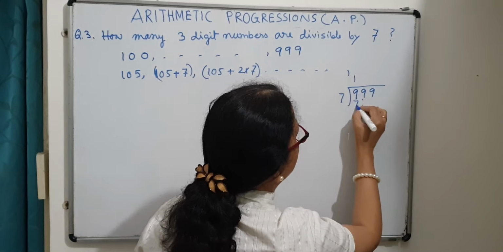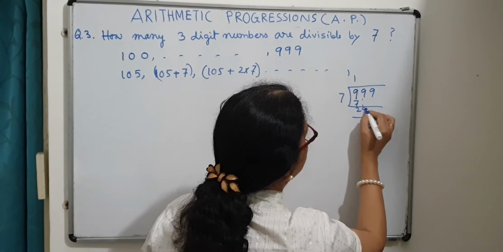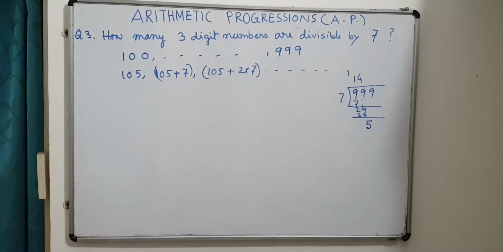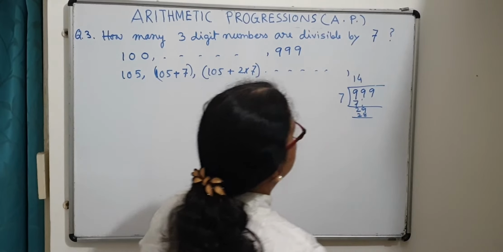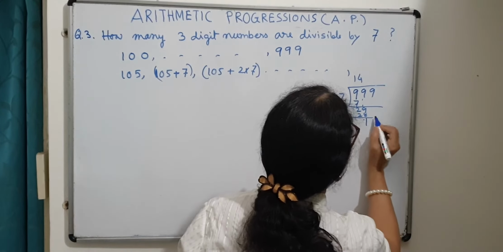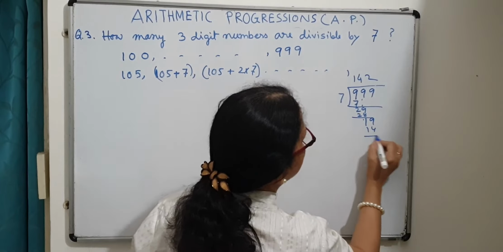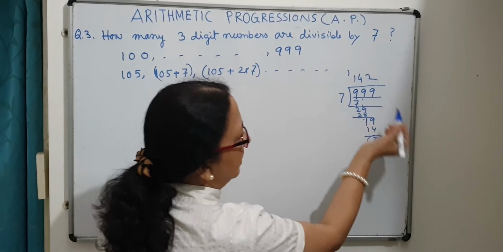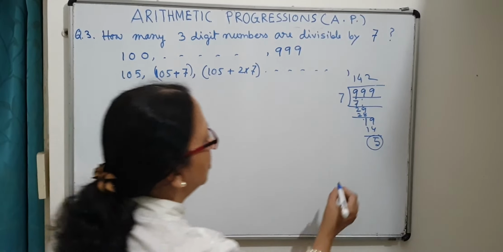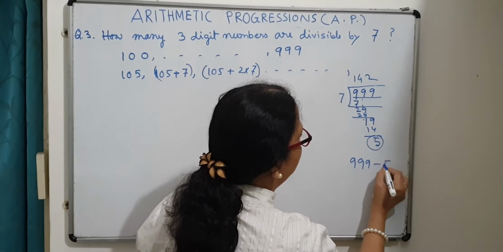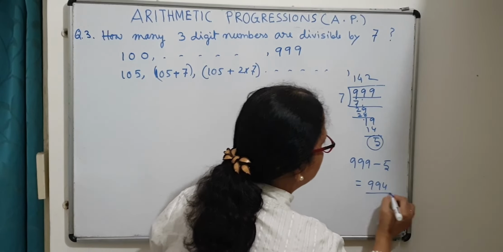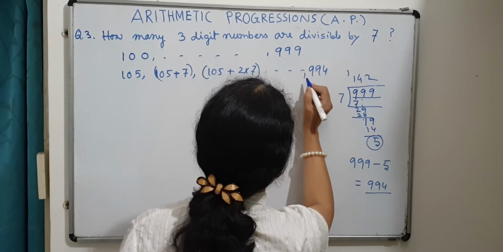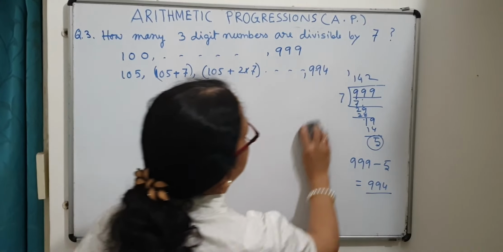7 1 is 7. It is 29, 4 7 is 28. In this way it will go. I'm doing it, and then it is 19. It will go down, then 7 2 is 14. So you see, 5 is the remainder. So that means I have to subtract this remainder from this number, then that number will be divisible by 7. So 999 minus 5 is 994. So this is the last number, 994. So this we find.